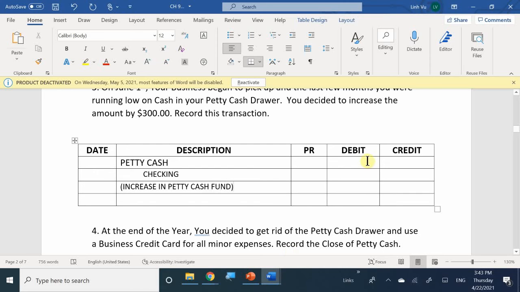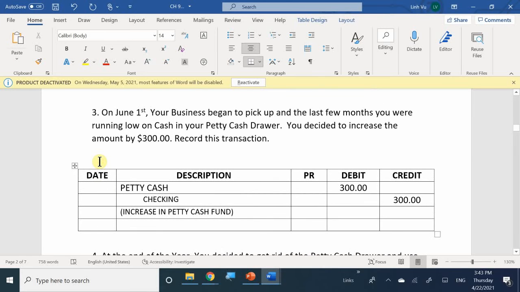Good. So again, we're increasing it by $300. So therefore, how much should I actually have in my petty cash fund right now? Well, remember, we replenished it. So it'd be 800 even. Good.